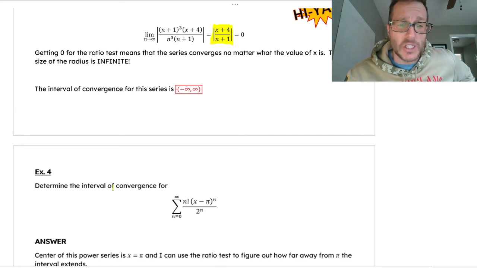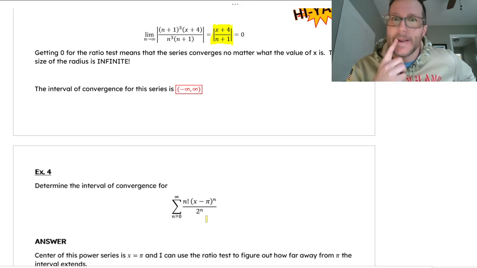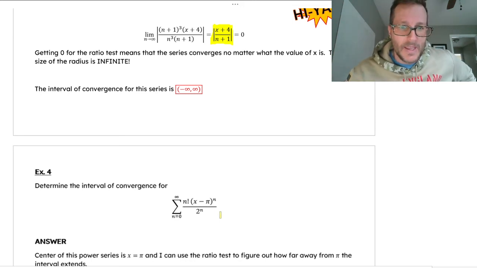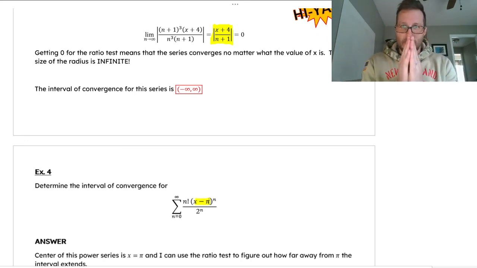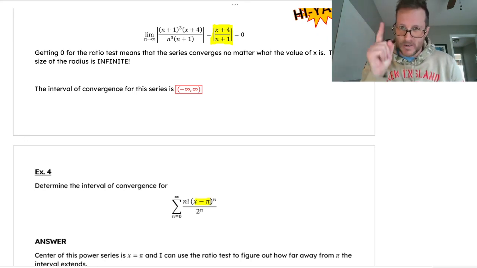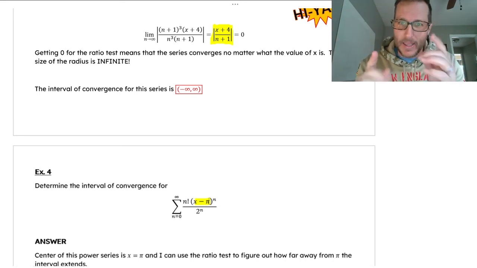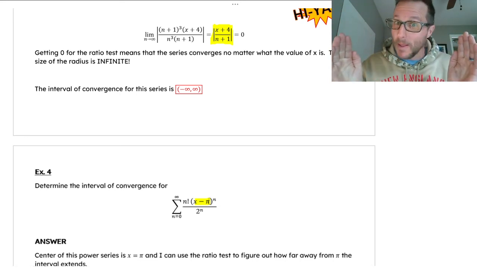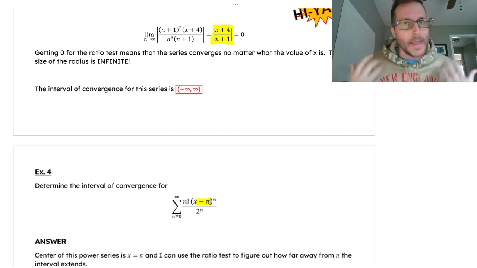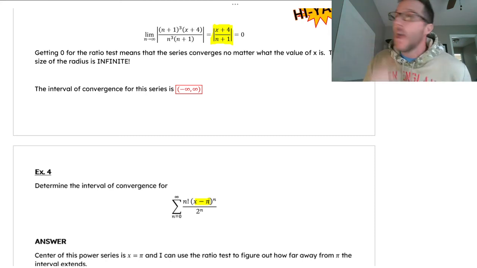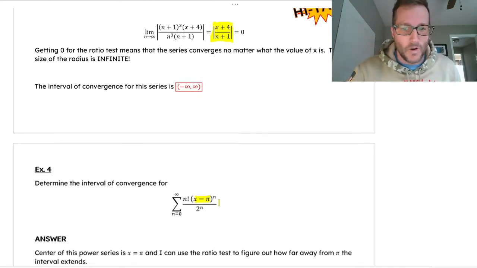Determine the interval of convergence for this power series. Okay, what's the center? Yep, got it. It's pi. The center is pi, so I know for a fact this power series must converge at least at pi. For a window around pi? For an infinite window around pi? I don't know. How do I figure it out? The ratio test. We're going to do it.